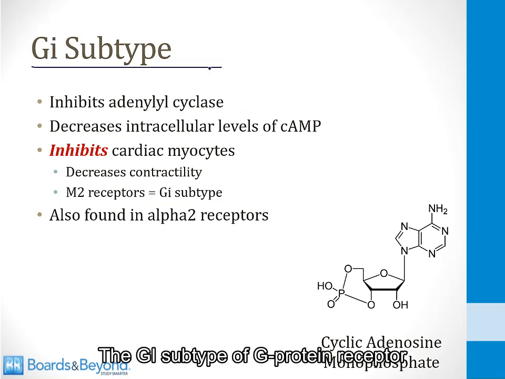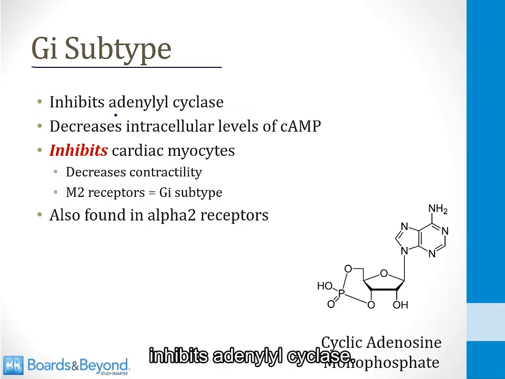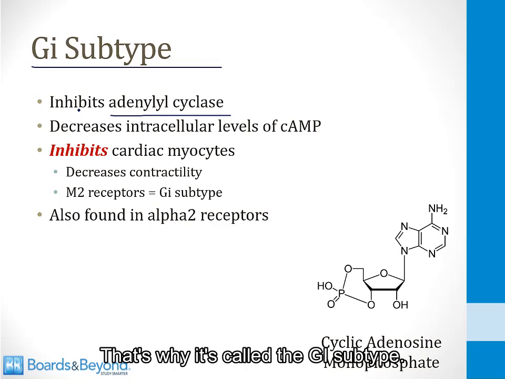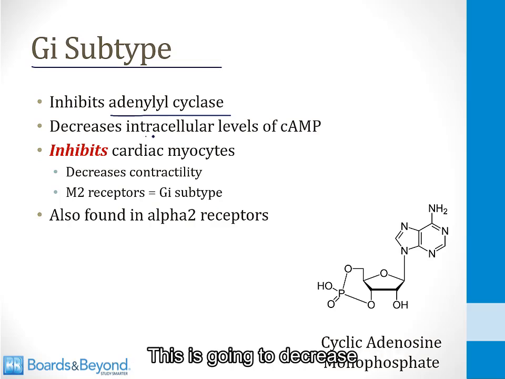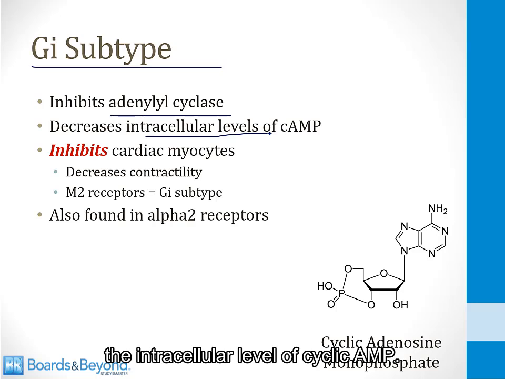The GI subtype of G protein receptor inhibits adenylyl cyclase. That's why it's called the GI subtype. This is going to decrease the intracellular level of cyclic AMP.